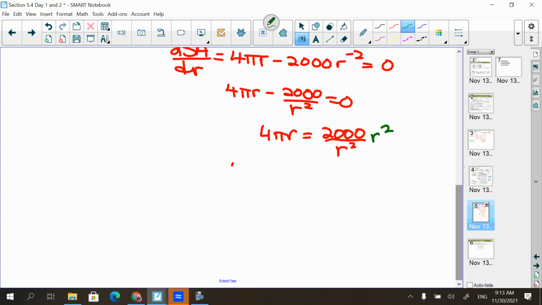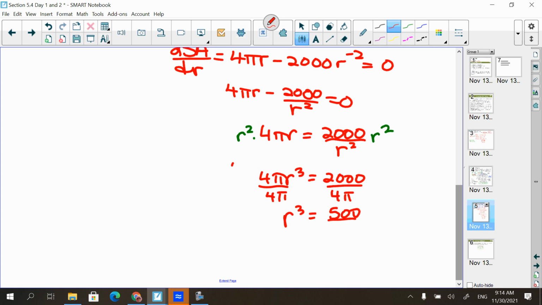Next, multiply both sides by r squared. I get 4 pi r cubed equals 2,000. Divide both sides by 4 pi. I get r cubed equals 500 over pi. And then take the cube root of both sides. So r equals the cube root of 500 over pi.